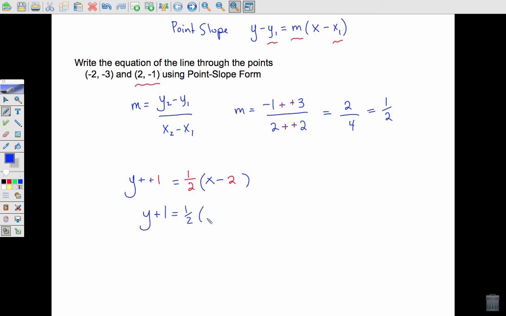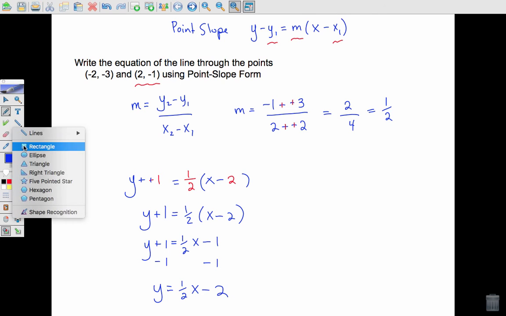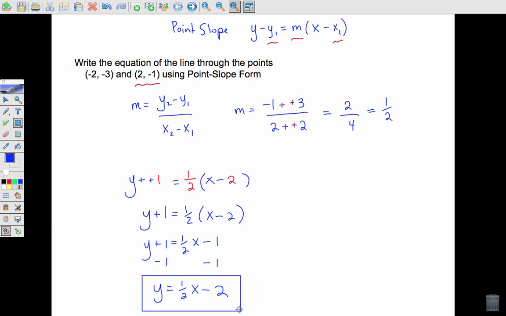y plus 1 equals 1/2 times x minus x1. Okay, I want to distribute next. So I'm going to distribute the 1/2 x, and 1/2 of 2 is 1, so I have a -1. And then the last step is to get y by itself. So subtract 1 from both sides, and y is 1/2 x, -1 minus 1 is -2. And this is the equation of the line that goes through the points (-2, -3) and (2, -1).